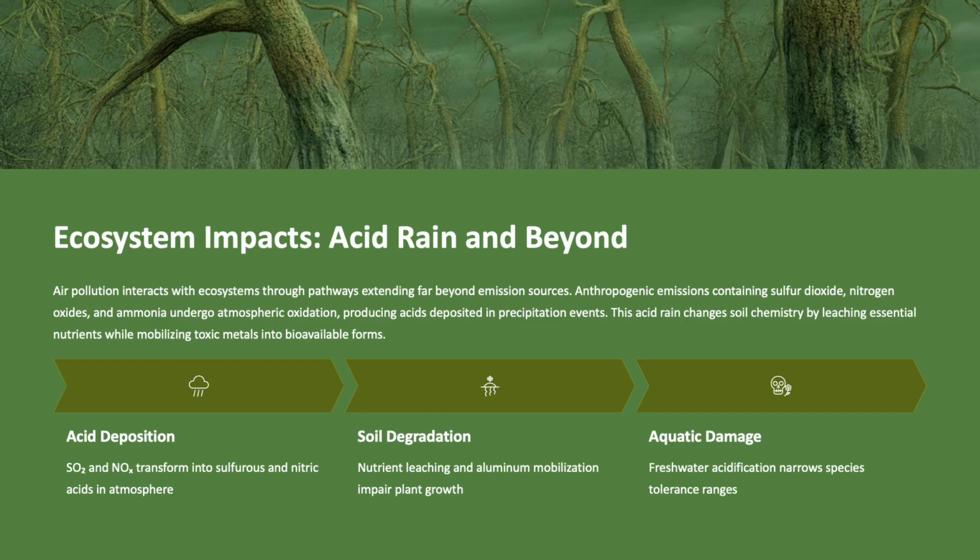As acidic inputs infiltrate soils, they leach essential nutrients such as calcium, magnesium, and potassium, reducing soil fertility. At the same time, acidified soils mobilize aluminum into bioavailable forms that inhibit plant root development and nutrient uptake. This combination elevates stress levels in terrestrial vegetation, weakening forests and reducing their resilience to pests, diseases, and extreme weather events. Over time, compromised forests lose their capacity to sequester carbon efficiently, contributing indirectly to climate change.